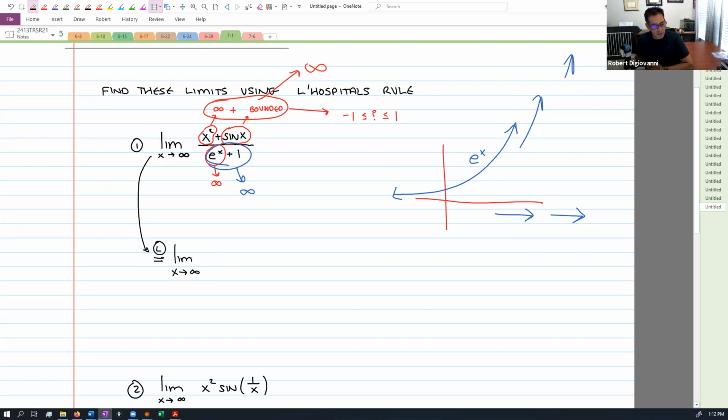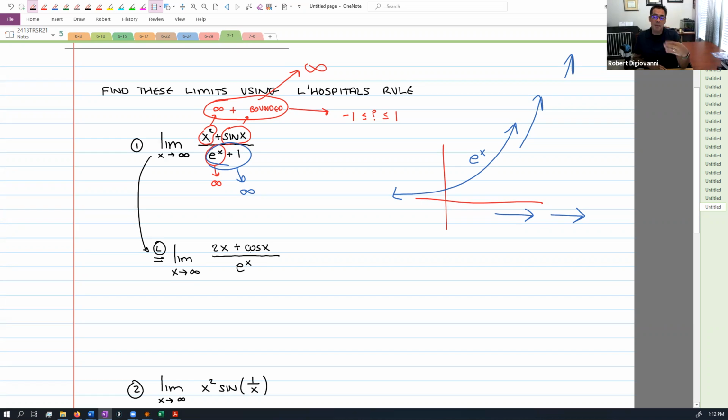So the derivative of the top, okay, derivative of x squared is 2x, plus derivative of sine of x is cosine of x, all over. Now, what is the derivative of e to the x? E to the x, and then the derivative of 1 is 0. So it's just going to be e to the x on the bottom.